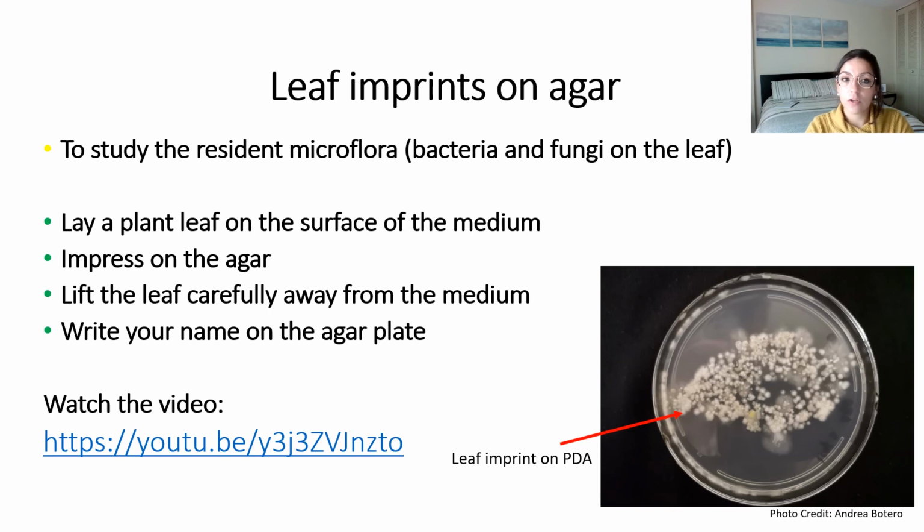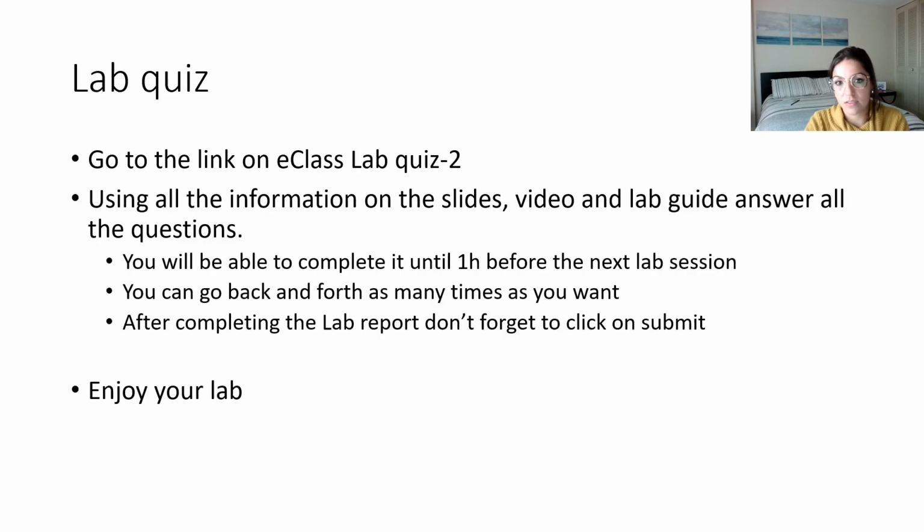The last thing we're going to learn today is how to do a leaf imprint on agar. This is a methodology that we do just to study the resident microflora on leaves, and to do it we just lay a plant leaf on the surface of the medium to impress on the agar. We lift the leaf carefully and we try not to touch the medium with our hands, and this is pretty much it. I invite you to watch the video about how to do a leaf imprint so you can better understand how we do it, why we do it, and what it is.